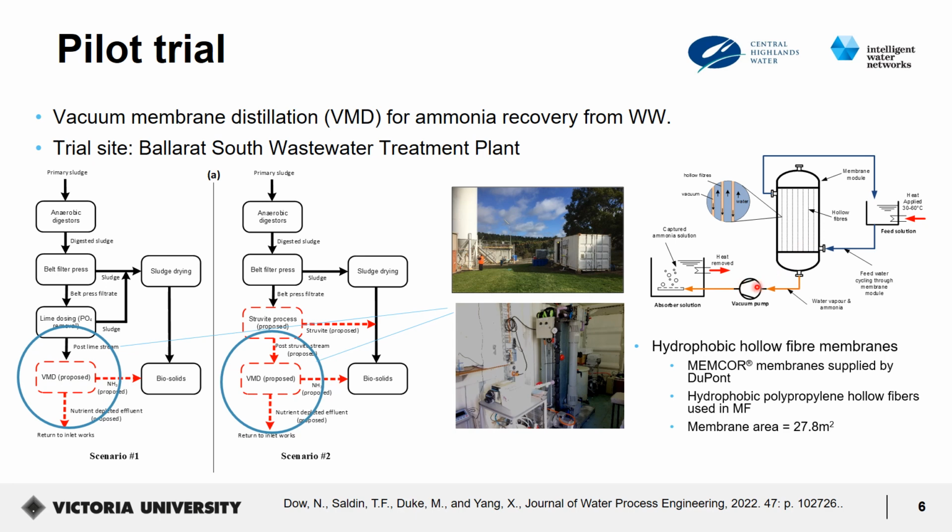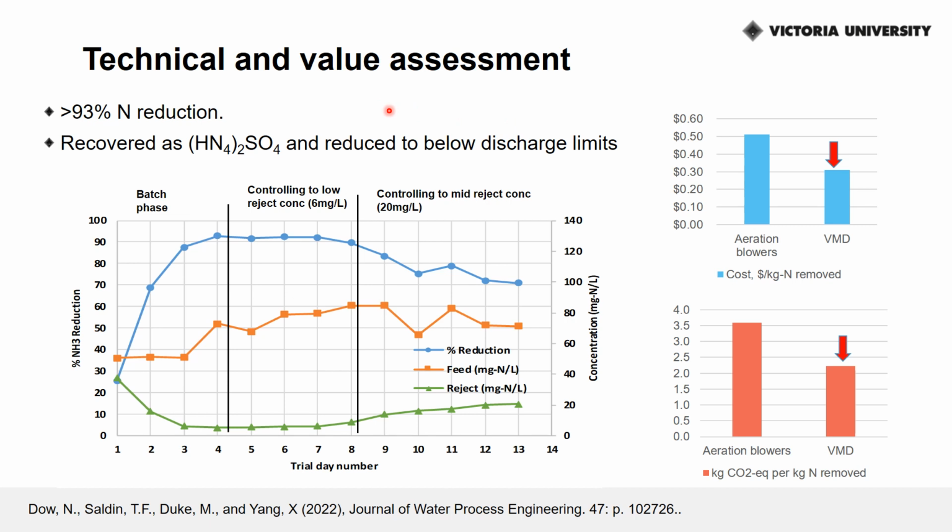And we removed the ammonium with a vacuum pump, and then passed that through some sulfuric acid to capture it as ammonium sulfate. In evaluating how the performance went, we were able to measure a 93% or greater reduction in nitrogen, which was then recovered as ammonium sulfate. And this reduction showed that you could effectively achieve discharge levels below the discharge limits for nitrogen in that wastewater. So it worked quite well over the trial period.